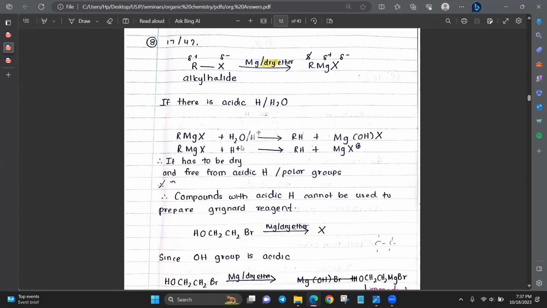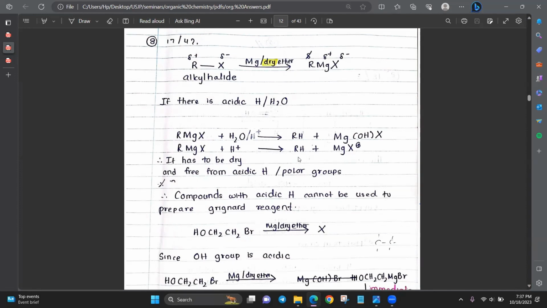The same thing takes place if there is an H plus. It need not be water. If there is an H plus also, the same thing will take place. So a Grignard reagent cannot be formed in the presence of an acidic hydrogen compound or if there is water. So it has to be dry. It has to be free from acidic hydrogens or polar groups.